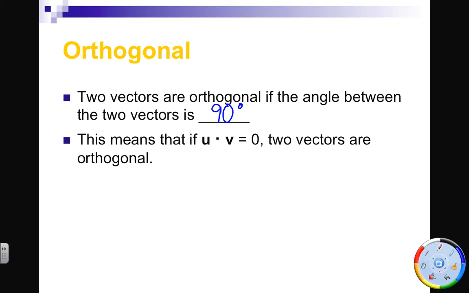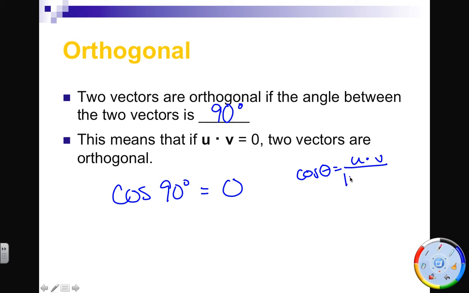So you could figure out if the angle between two vectors is 90. Let me reword this. We know that cosine of 90 degrees is 0, which means if cosine of theta is equal to u dot v over magnitude u times magnitude v, and the numerator is 0, that means cosine of theta equals 0, which gets me 90. So I'm looking for when two vectors have a dot product of 0.